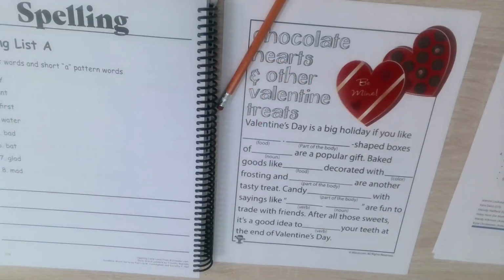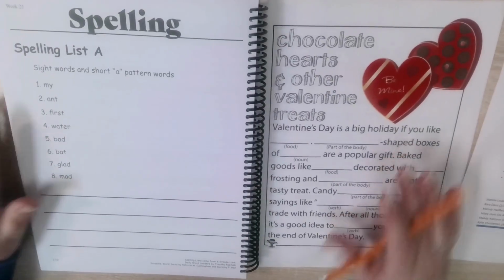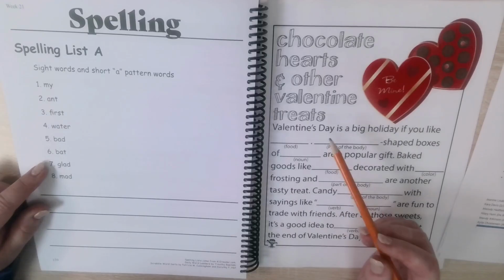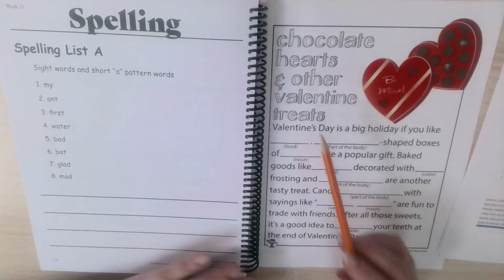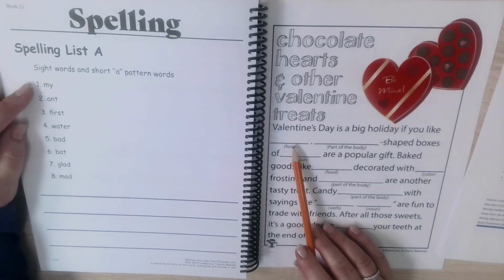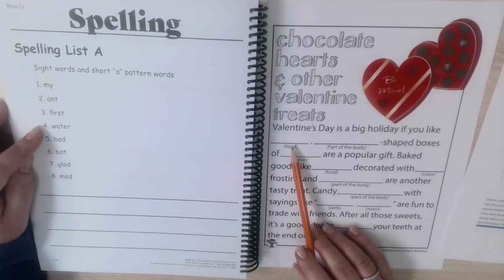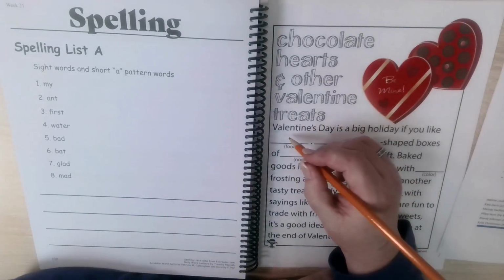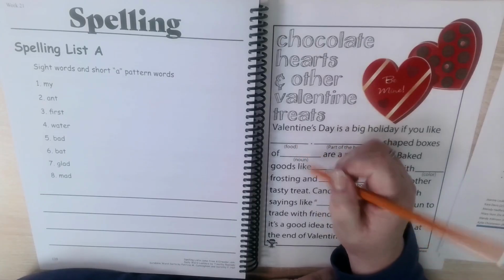All right, so let's try this first one. We'll use any words that we can from list A. And then if there's something that doesn't fit, then we'll come up with our very own words. You ready? Okay, so the first thing they want us to do is come up with a food. And I don't see any foods over here. We have ant, first, water, bad, bat, glad, mad. So let's come up with our own food. Now remember, the sillier or weirder it is, the funnier it's going to be.